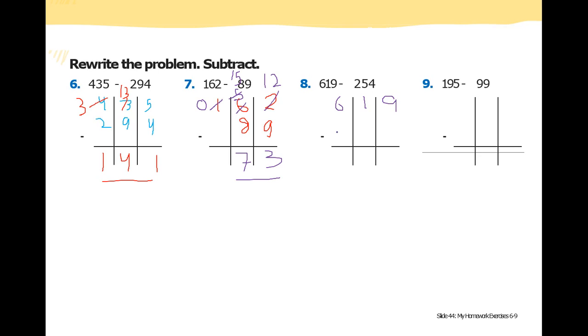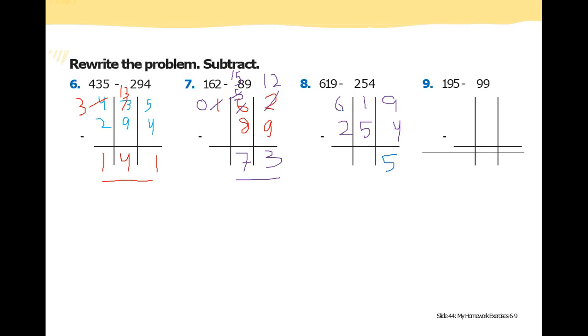619 minus 254. We have more on the top. We don't need to regroup. 9 minus 4 equals 5. 1 minus 5, it's not going to work.